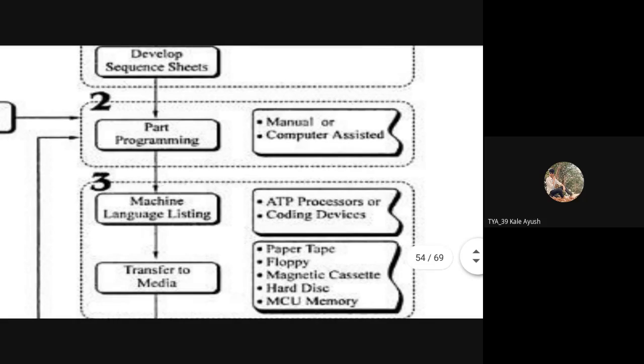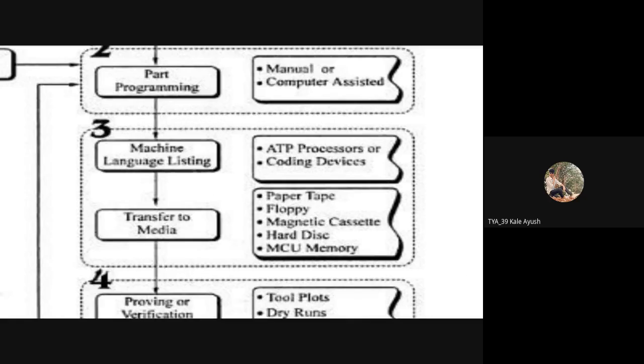Transfer of data: the program we have created must be transferred to the machine, which is also part of the third step. Paper tape, floppy, magnetic cassettes, hard disk, MCU (machine control unit) memory. This is the transformation function, meaning whenever we require a product's data to go from one machine to a second machine, this type of transfer media is available. Paper tapes, and floppy, which we already studied, is like a memory card or cassettes.